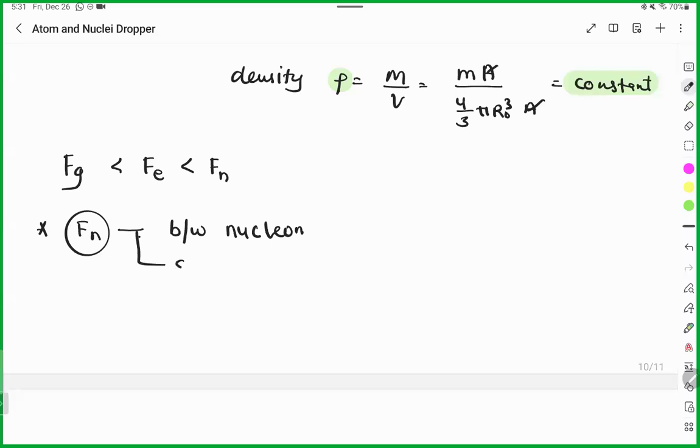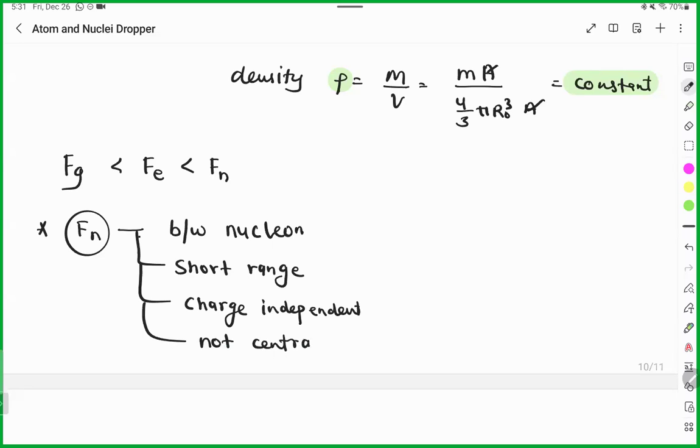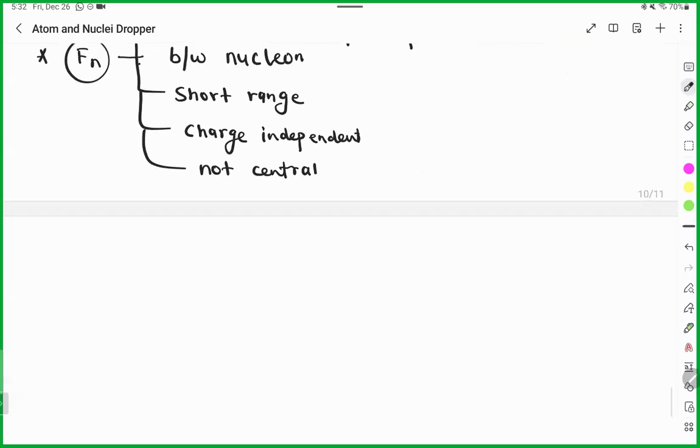It is a force that acts only for a short range, because if you increase the distance, then this force will be negligible. It does not depend upon the charge. It doesn't matter which charge is present on the nucleon, there will be the same nature of the force, and this force is not central. It does not act along the line, how electrostatic and gravitational force act. And one more key point: this is spin dependent. It means if both nucleons have the same spin, then there will be strong force. Opposite spin, then there will be less force.